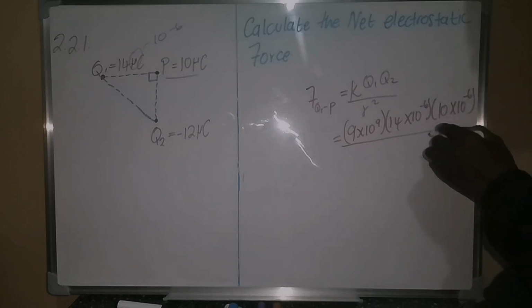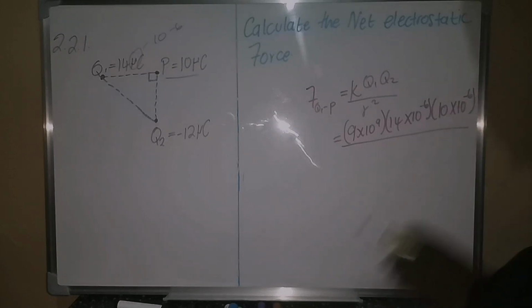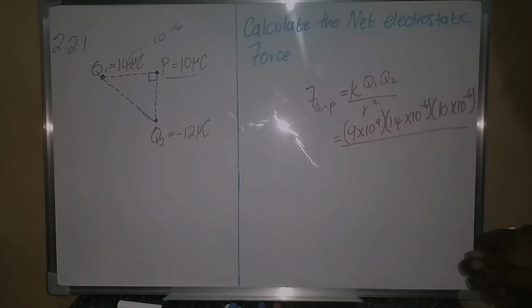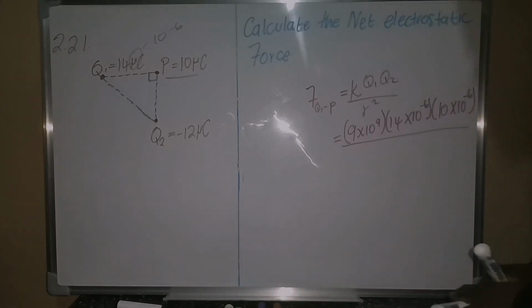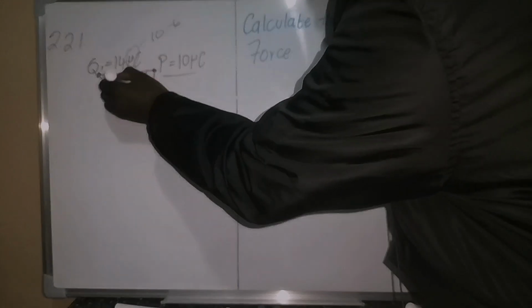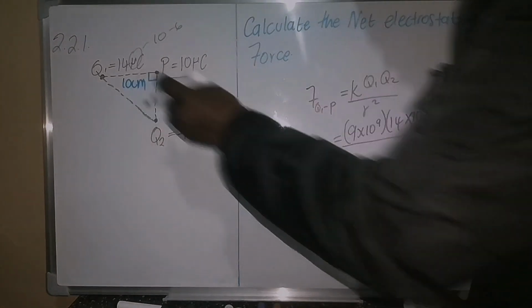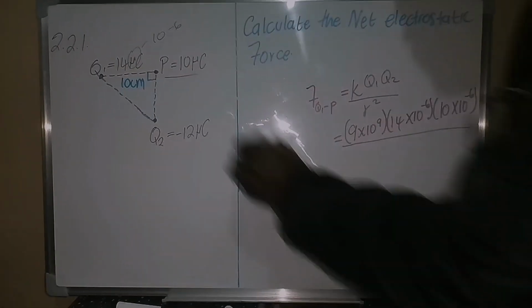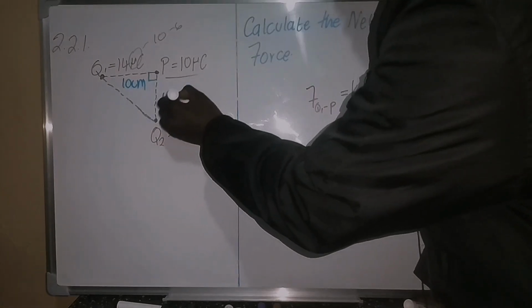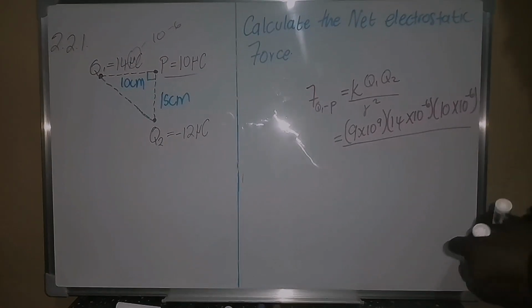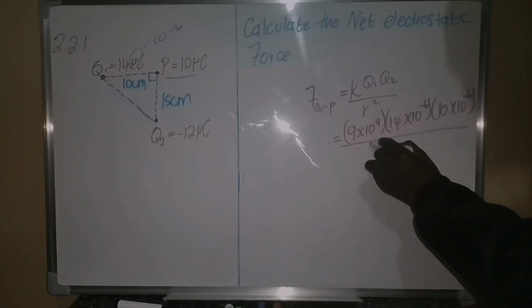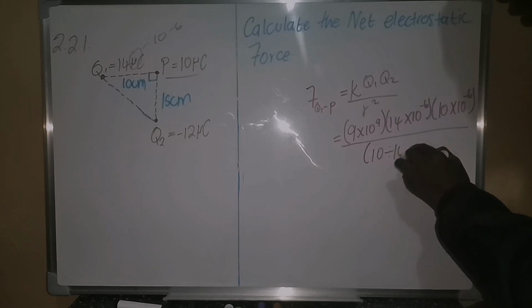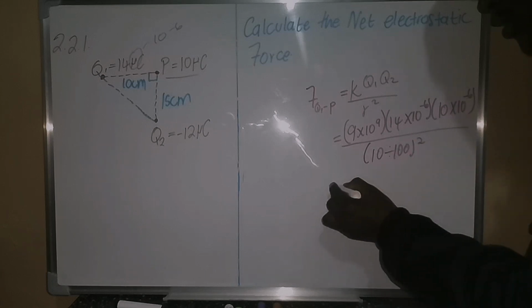R squared is the distance between Q1 and P. Okay, I forgot to write the distance, let me just write it. It's very key and important to write the distance. The distance is 10 centimeter, and the distance between P and Q2 is 15 centimeter. So now, centimeter to meter all the time, we're going to divide by 100. So it's 10 divided by 100, squared.